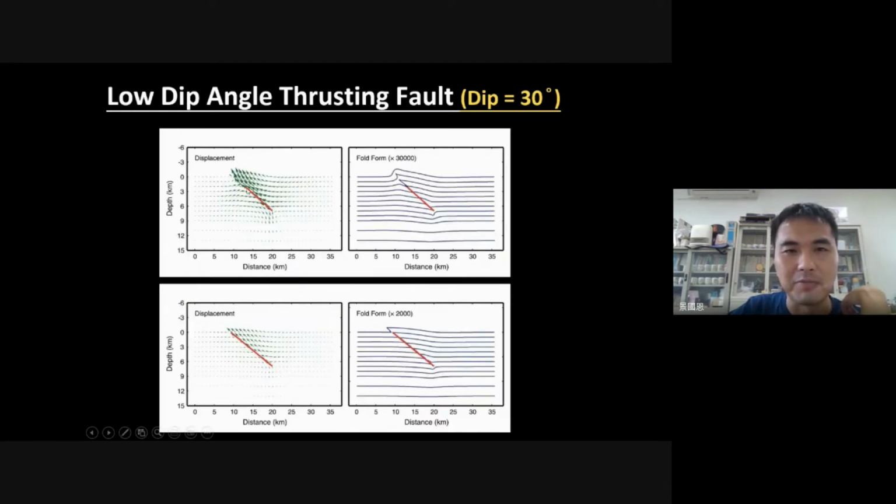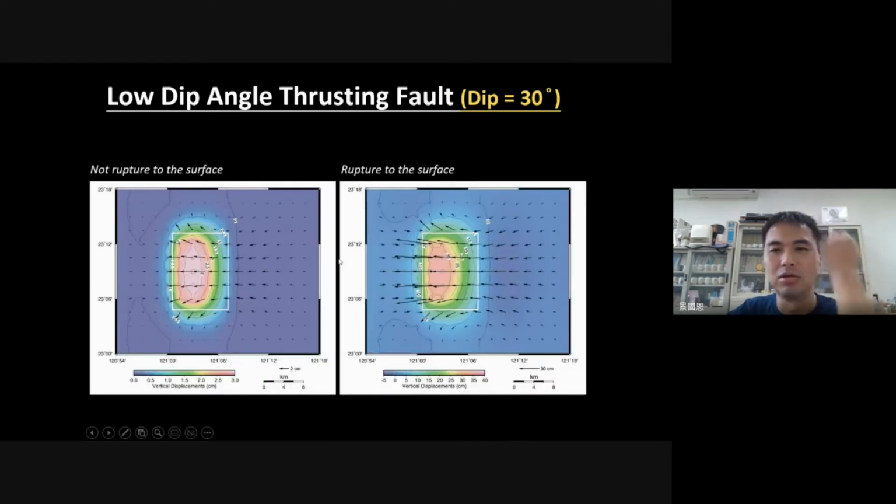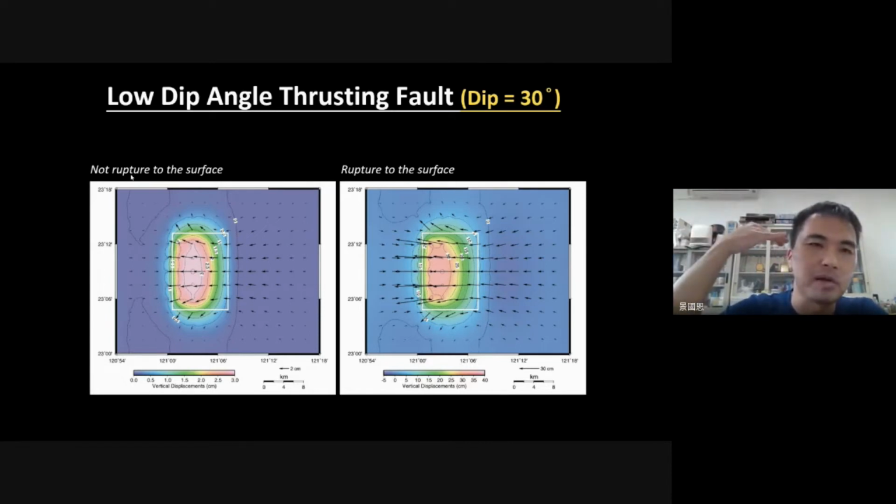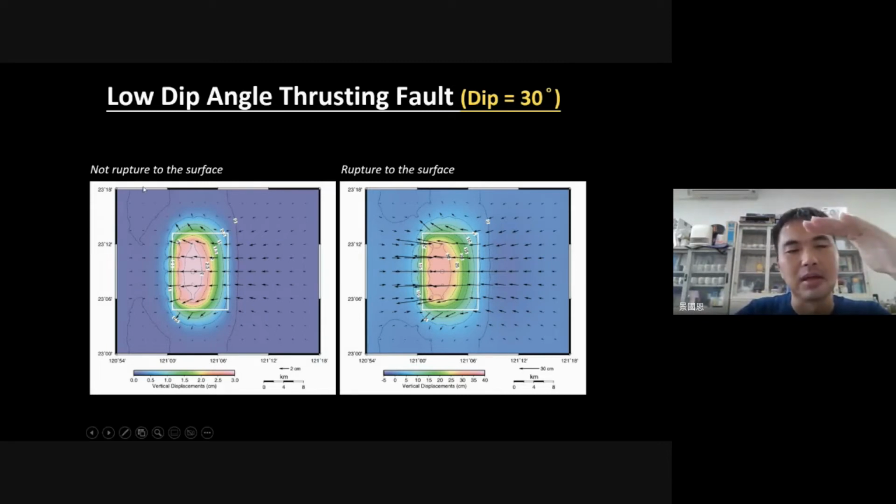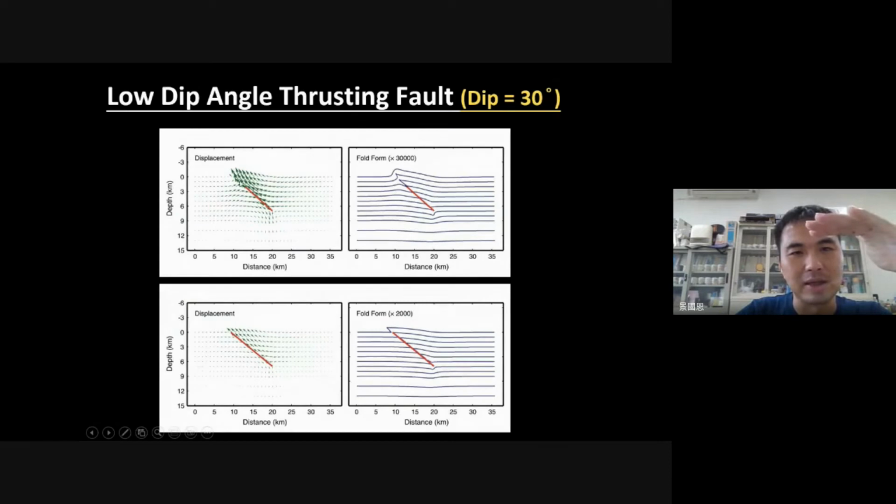If we look at this profile, then you will see the fault is over here. Okay, so this is depth and distance. So here is the fault. And here I show you two faults. The first kind of fault is that the upper depth of the upper bounds of the fault doesn't reach the surface like this. Here you could see the upper edge of the fault plane is at around 2 or 3 kilometers below the surface.